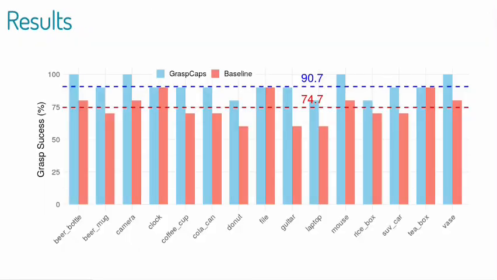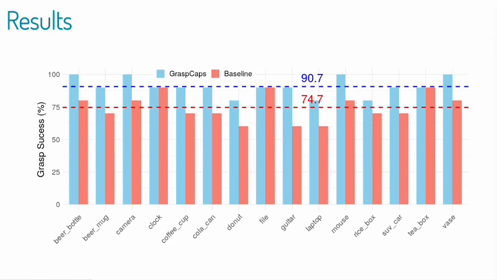Results of grasping novel objects experiments for GraspCaps and the baseline networks. When comparing the results of the GraspCaps network with the baseline network, it can be seen that the GraspCaps network outperforms the baseline network with an average of 90.7% grasping accuracy for the GraspCaps architecture compared to an average of 74.7% for the baseline network.